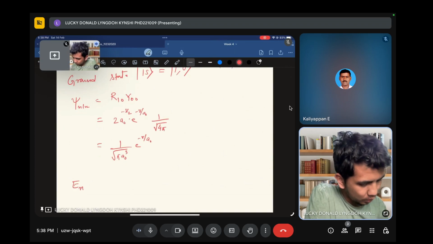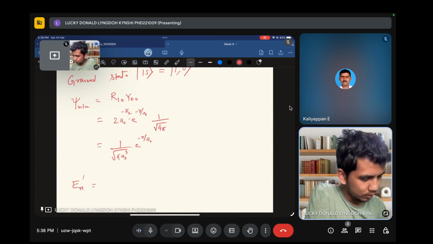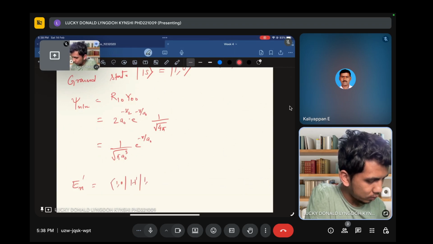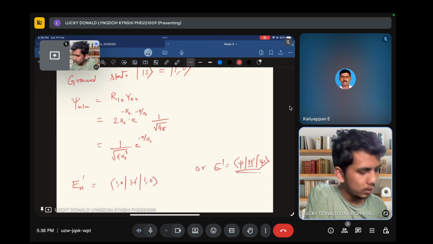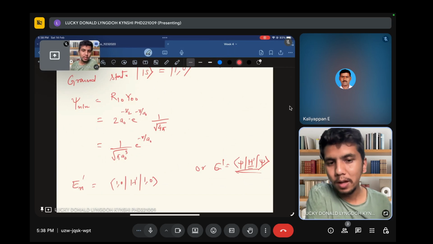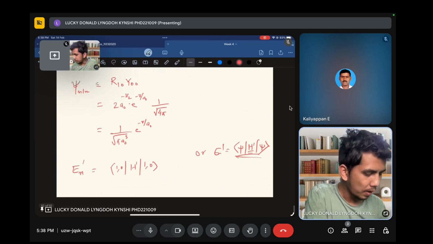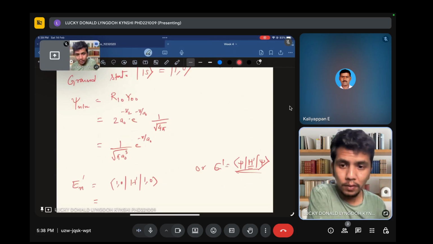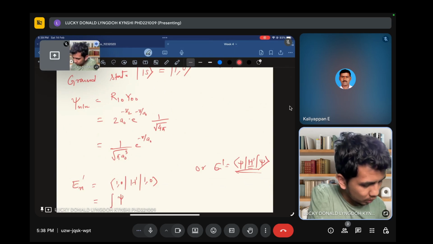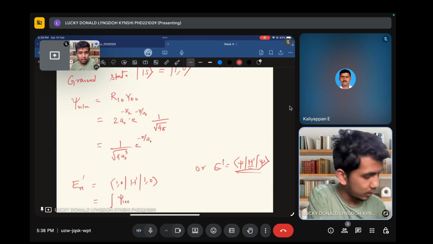Energy correction En1 will be equal to what? Your ground state energy, that is <1,0|H'|1,0>. Or we have already written En1 as simply <psi|H'|psi>. That means we just have to solve the perturbation potential, which is H'. Now, this is already given to you, or I can rather say if you convert this into integration, we'll get something like psi 100. And anyway, this is the ground state energy, right?